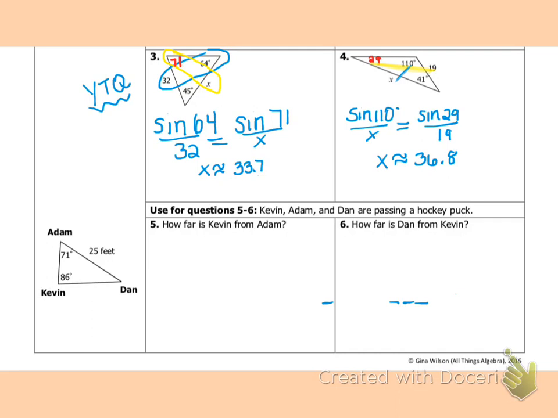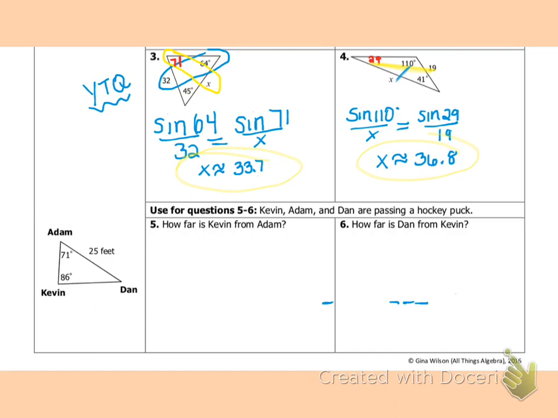Right, so thanks for giving those a try. X is about 33.7 in number 3, and it's about 36.8 in number 4. Now here's the setup for questions 5 to 6. Kevin, Adam, and Dan are passing a hockey puck. How far is Kevin from Adam?